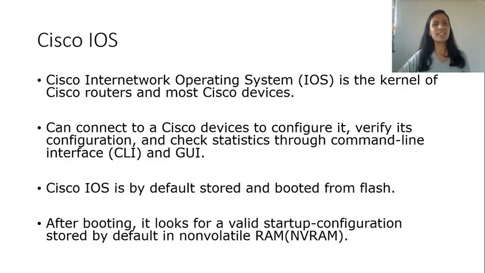Next, let us move on to Cisco IOS. Cisco IOS or Cisco Internetwork operating system is the kernel of Cisco's routers and most devices. You can connect to the Cisco device to configure the device, verify the configurations made on the device, and check the statistics using the command line interface or via a GUI. The Cisco IOS by default is stored and booted from the flash. After booting, it looks for a valid startup configuration which is stored by default in NVRAM. NVRAM is non-volatile RAM.